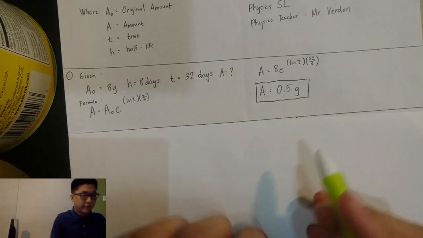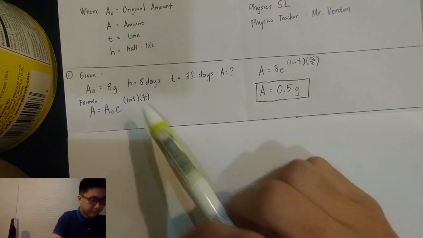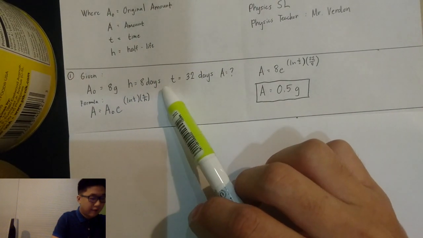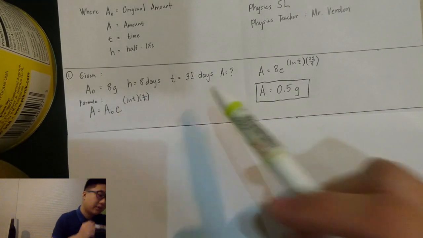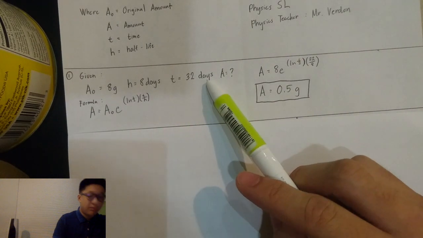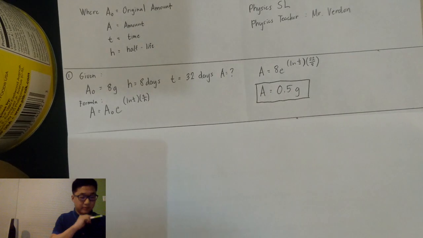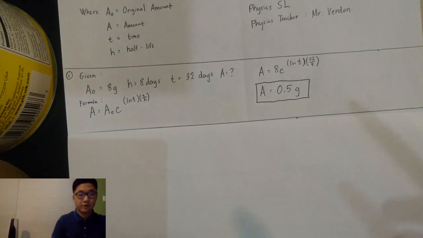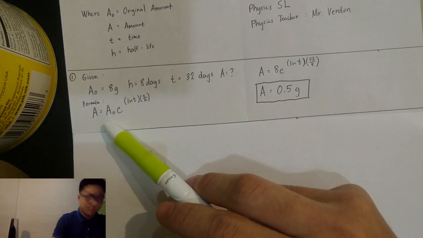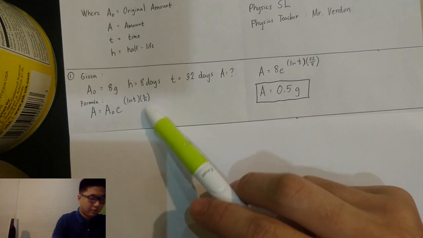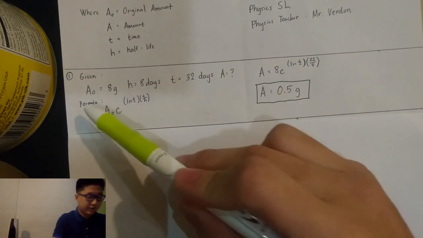These are the givens: A sub O, which is the original amount, H is the half-life, T is the time, 32 days, and we are required to find the amount after the half-life occurs. So you have the formula A equals A sub O times e raised to ln 1/2 times T over H.